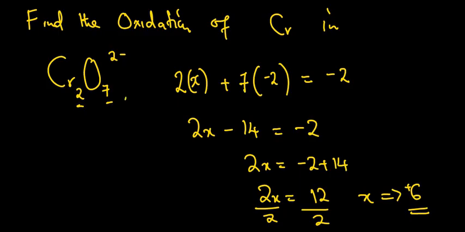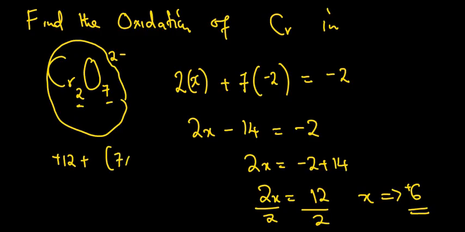Which makes sense because in this whole thing, you have 2 times 6, because each chromium has +6. So there are 2 of them. That's going to give us a +12 plus the 7 times -2 of oxygen. So 7 times -2. When you sum up these, that's where the -2 is coming from, the charge that you are seeing on top there. That's the overall charge of this chromite ion.